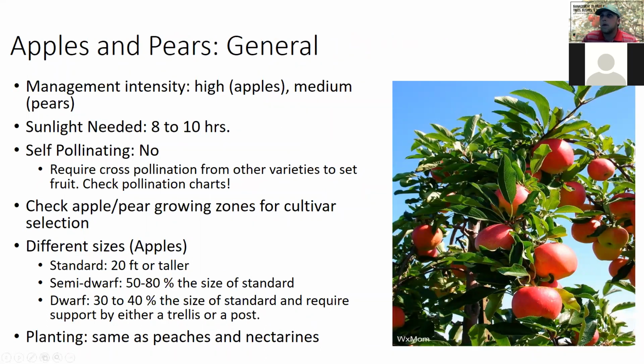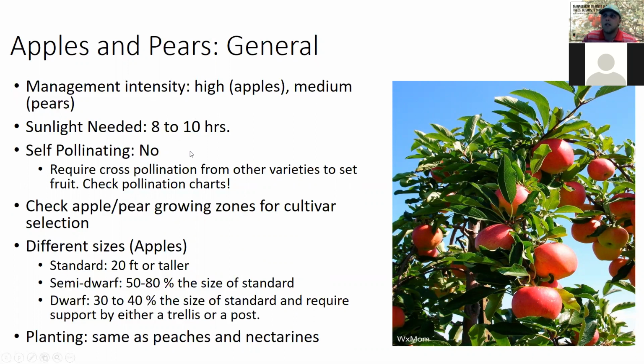So we'll swap over to apples and pears now. There's a reason why not many folks grow them commercially here in Georgia anymore. The management intensity is relatively high. For pears, I would say medium as far as management intensity. They're typically a little bit more hardy, as opposed to apples. It just depends on what varieties you're growing there.